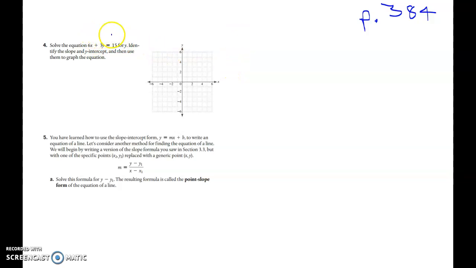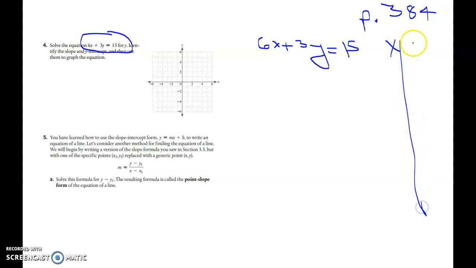All right, say I ask you to graph this: 6x plus 3y equals 15. You can always make an input-output chart, but that can take some effort, especially if this is called standard form, when it's just kind of ax plus by equals a number form. So this is standard form.